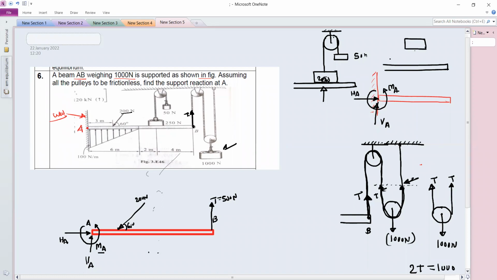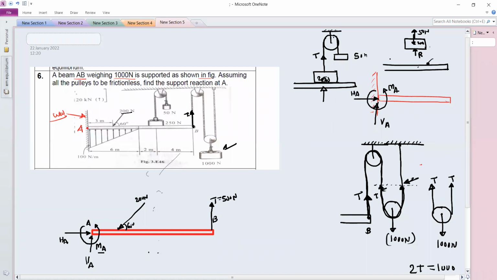So here you will have one reaction which will be offered by this beam on that weight. So this reaction, let us take this as R. Then this weight, self weight, is 250, and there is another weight which is 50 Newton. So that 50 Newton will create the tension in this direction. So this is the 50 Newton.